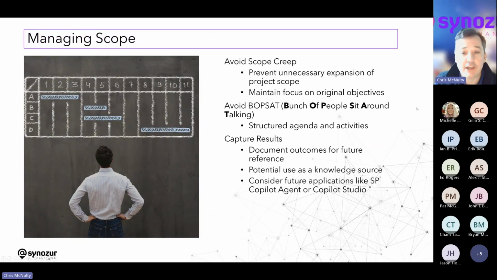The second thing, taking a look at scope. It is tempting, once you start getting underway, to start taking on more than you intended at the outset. And with that, it's important to make sure that you are establishing the right structure. A phrase I like to use is BOPSAT: a bunch of people sit around talking. Talking about Copilot can be fine in small groups, but when it comes to the project, you want a structured agenda and structured activities, and to make sure that that is captured so that you can use it for future results and tap into that for future use of tools like Copilot Studio.